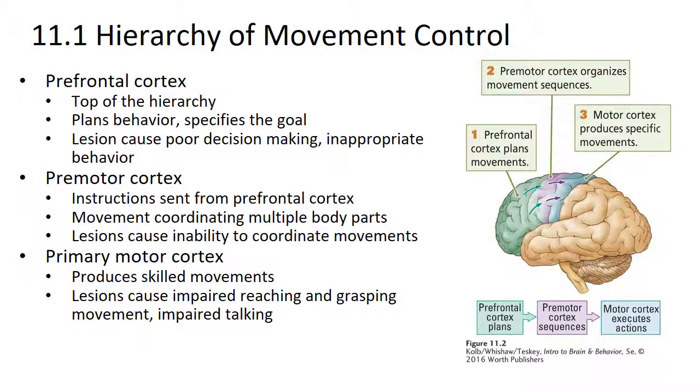The next region, this purple region, is the premotor cortex. This receives instructions from the prefrontal cortex and then coordinates the movement between multiple body parts, and lesions predictably cause an inability to coordinate body movements. Finally, there's the primary motor cortex, which integrates this information to produce skilled movements. Lesions to the primary motor cortex cause impaired reaching and grasping movements, and impaired talking.